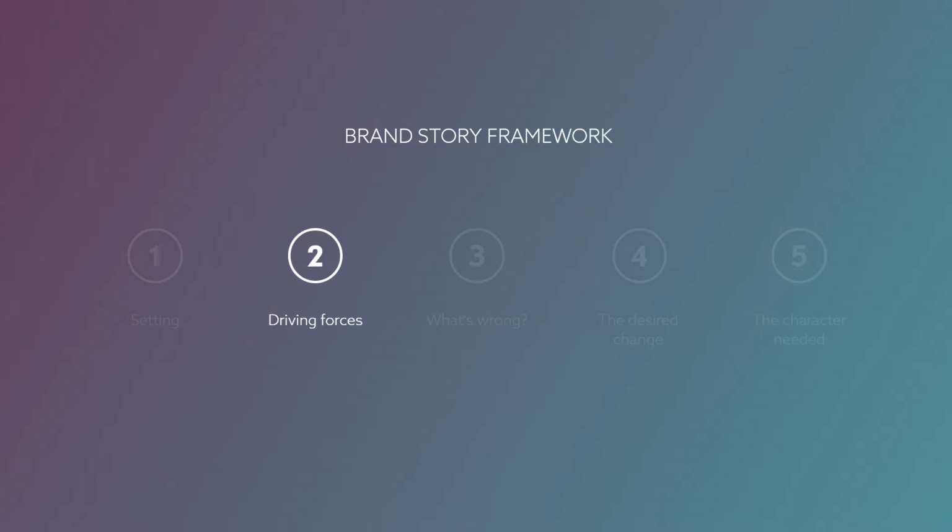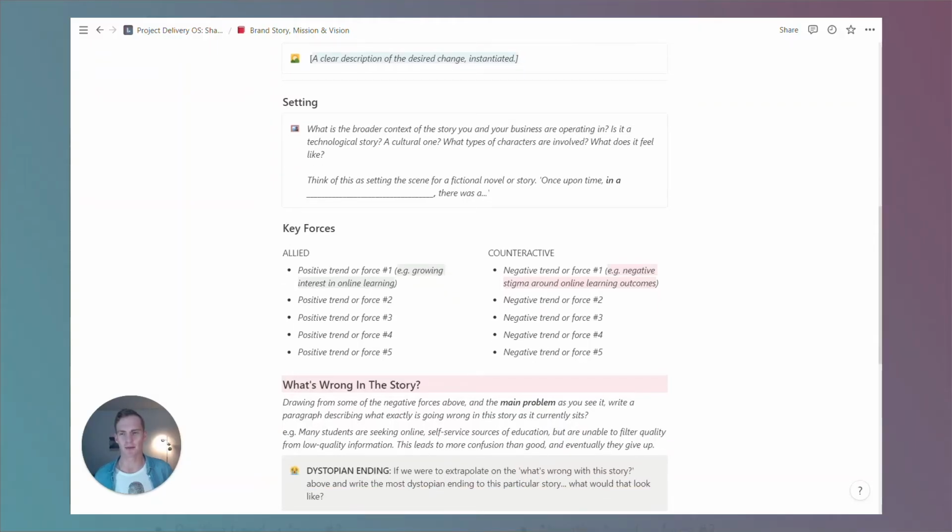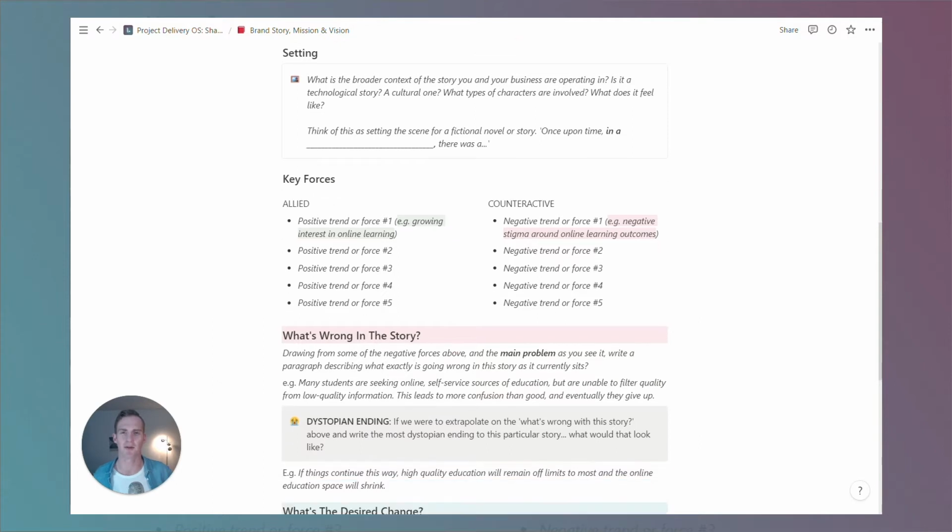Now, within that story as it currently exists, without us, imagine that we're separate from this particular scene. We're just looking at the scene as it is. What are the key forces? And we're just going to focus on 2 sides of this equation. The first side is the allied forces. These are the positive trends or things that are going in what we feel is the right direction.